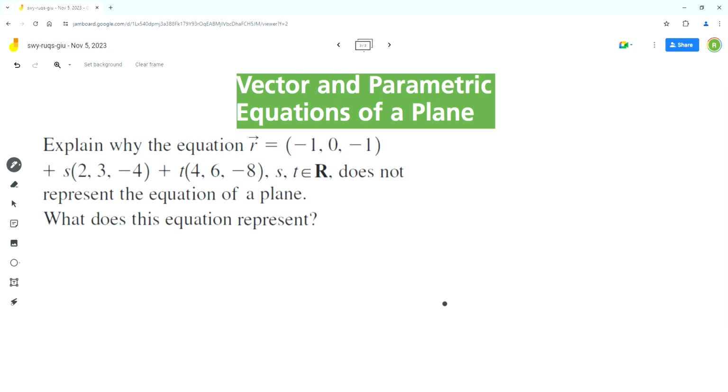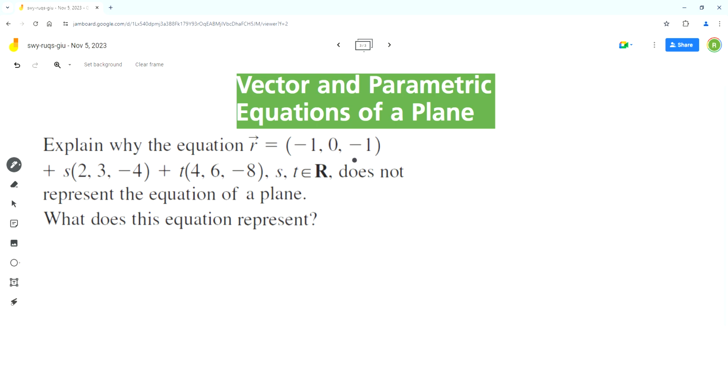So in this video, we'll solve this problem using the concepts of vector equation of a plane. As per the problem, explain why the equation r equals (-1, 0, -1) plus s(2, 3, -4) plus t(4, 6, -8), where s and t are parameters and they can be any real number, does not represent the equation of a plane. What does this equation represent?